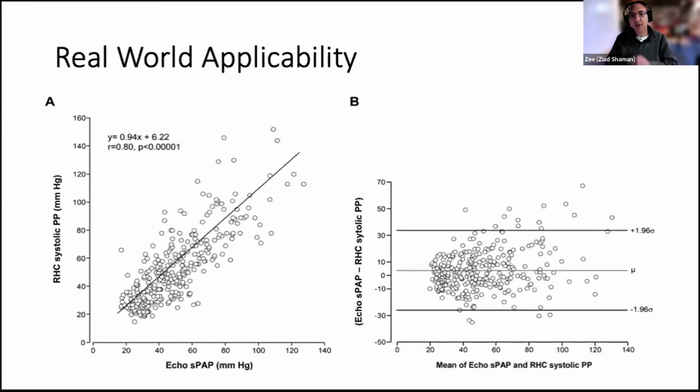So now that you have lost your faith in echo measuring pulmonary artery pressure, there is a real world applicability to this.